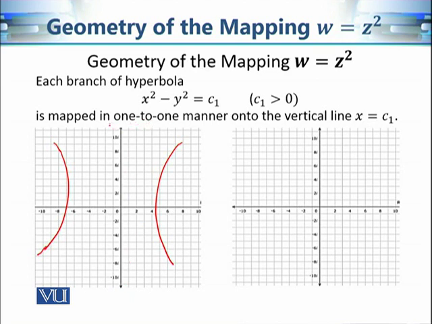Now what is our claim? Our claim is that these two branches of the hyperbola are mapped in a one-to-one and onto manner onto this vertical line x = c1. Okay, so this is our claim. Now let's see how to prove this claim.